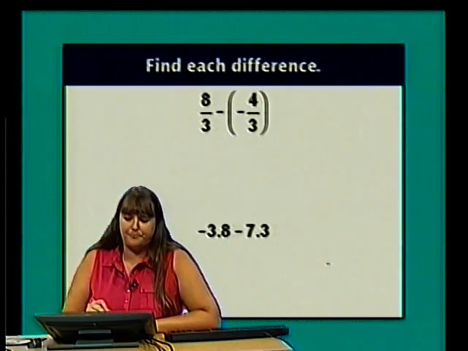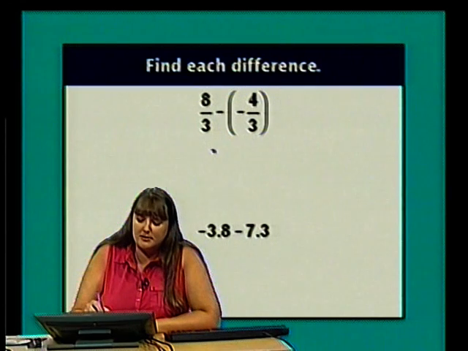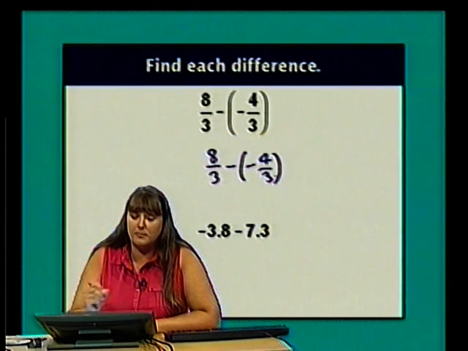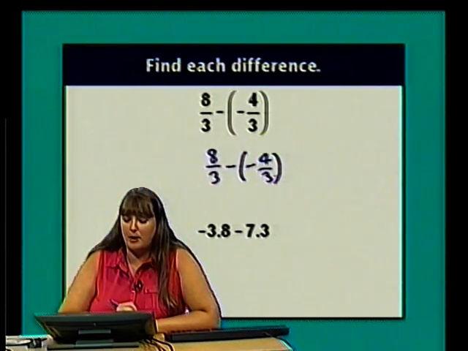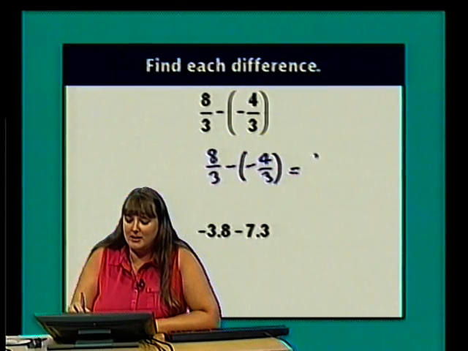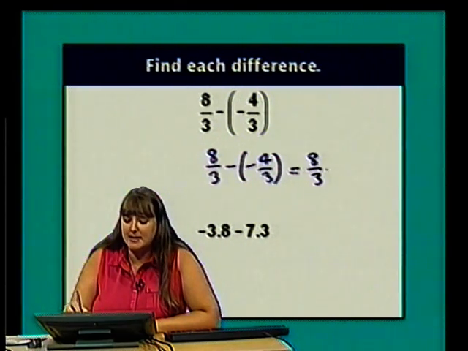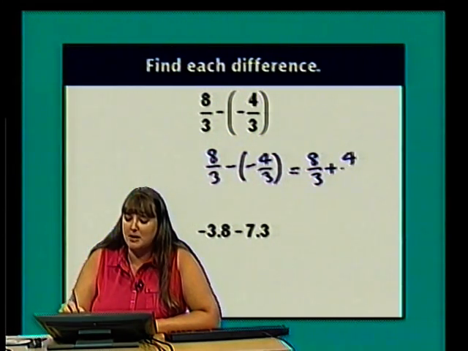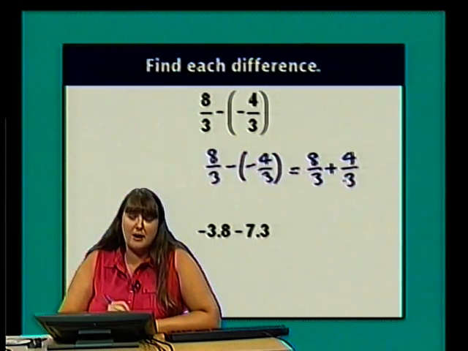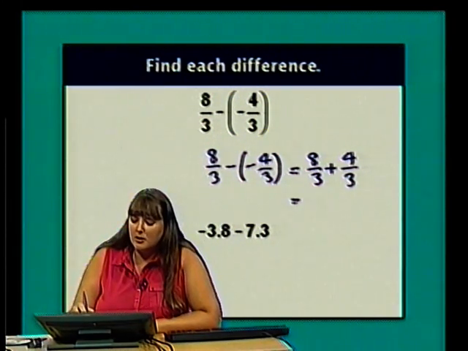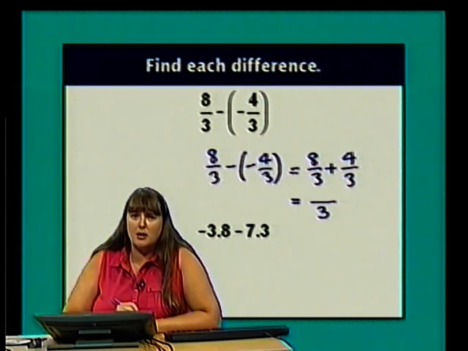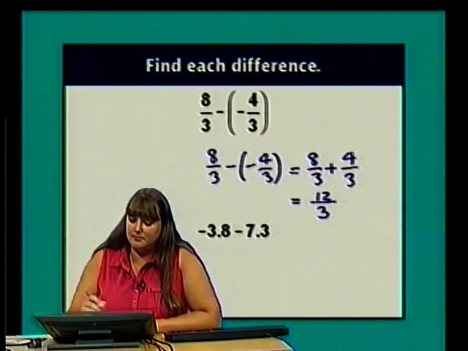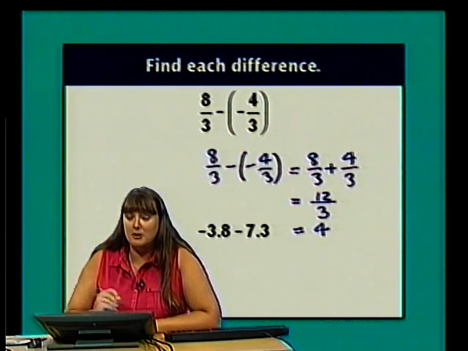Let's try a couple more. 8/3 minus negative 4/3. First, I'm going to rewrite this as an addition problem. 8/3 plus the opposite of negative 4/3. The opposite of negative 4/3 is positive 4/3. I have two fractions with common denominators, so I just need to add the numerators and write that over the common denominator of 3. 8 plus 4 is 12, so I have 12/3. 3 goes into 12 4 times, so this reduces to 4.